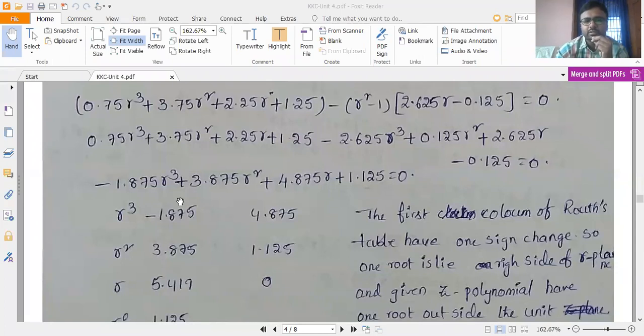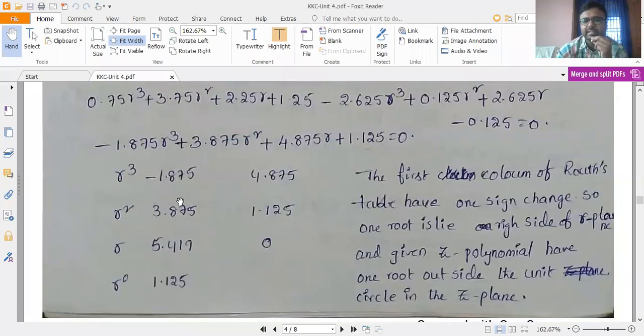Okay. So without framing the RH criteria table, we can say with observation that this particular system is not a stable system. Why? Because one root is there on the right hand side of the r plane. That means it resembles in the z plane as one root outside the unit circle.